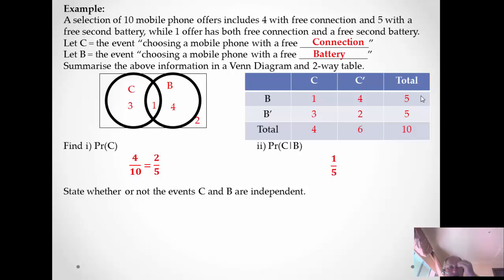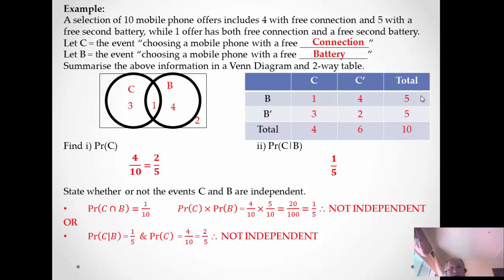State whether or not the events C and B are independent. Well, there's 2 ways we could have done that, the 2 tests on the previous page. The probability of the intersection of C and B is 1 out of 10. The probability of C is 4 out of 10 times the probability of B is 5 out of 10. That becomes 1/5. They are not equal, therefore they're not independent.